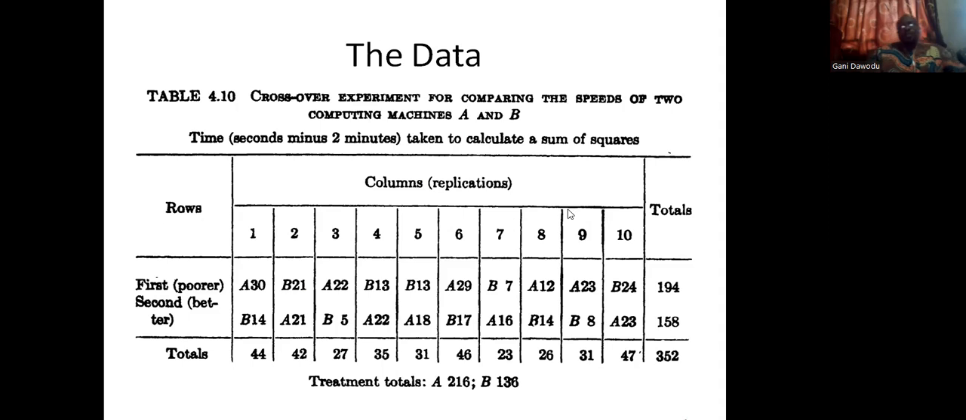Those who are in sports will find this design very useful because you may want to check how your athletes are doing when you subject them to at least 2 different coaching techniques. How are they performing? This is the design for you. So although we're talking about machines, it very well could be individuals and things like that. So this is the data, and that's the summary.